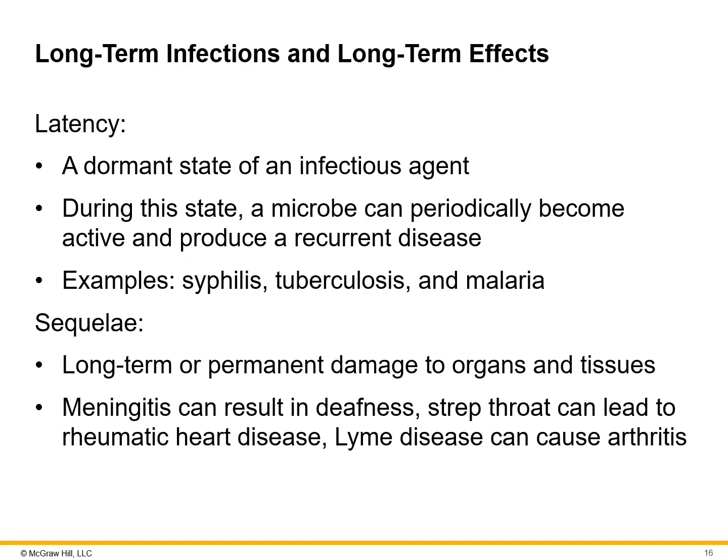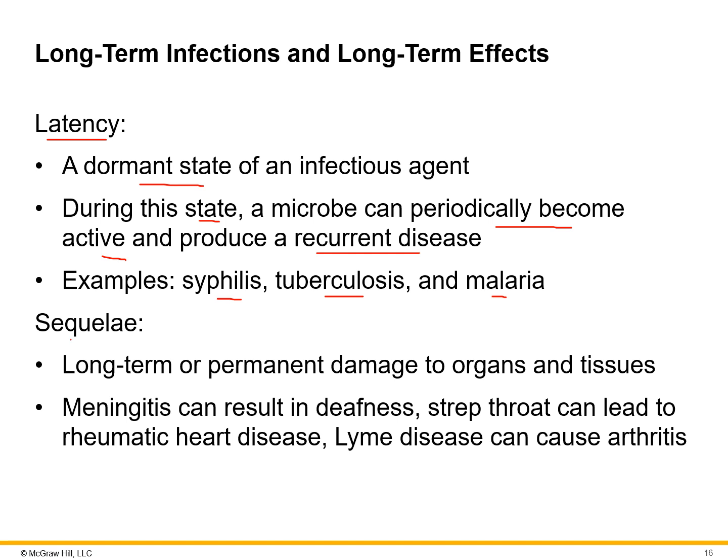Now, a few other terms here that go along. We can have long-term infections and effects. Latency is a dormant state. We talked a little bit about this with some viruses, where the DNA becomes integrated and they become dormant. Microbes or bacteria can also do the same thing. During this dormant state, the microbe periodically becomes active and the disease reoccurs. Syphilis, TB, and malaria are examples. They go away, but then they can come back.